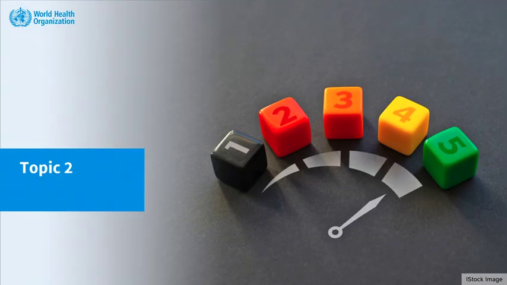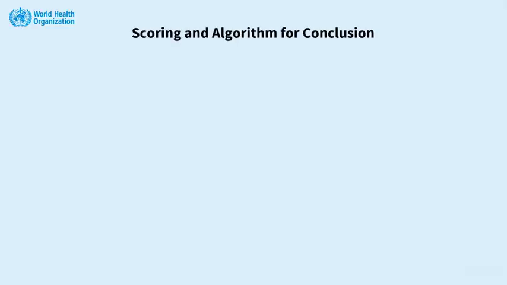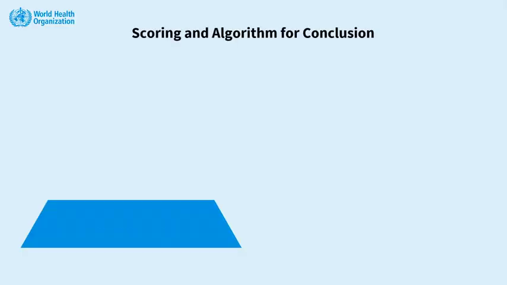Welcome to Topic 2, where we will take a look at the GPT algorithm for calculating the maturity level of a regulatory authority. The algorithm starts with the sub-indicators. Only sub-indicators can be scored.